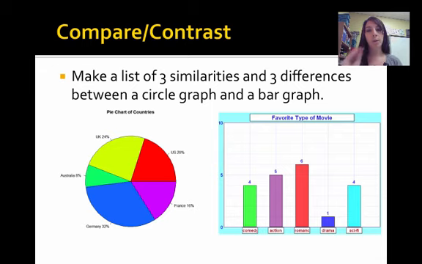We're going to work more with making bar graphs and interpreting bar graphs and interpreting circle graphs. You will probably not have to make a circle graph in my class, but it's something that if you really understand the concept, I'm going to have you do, and it's advanced work.